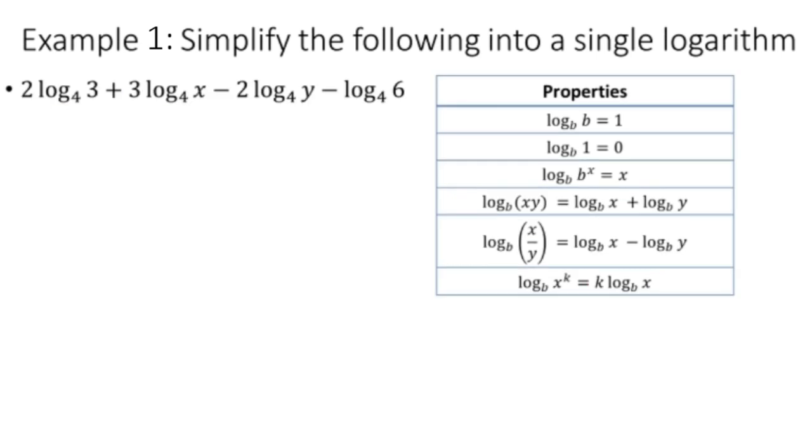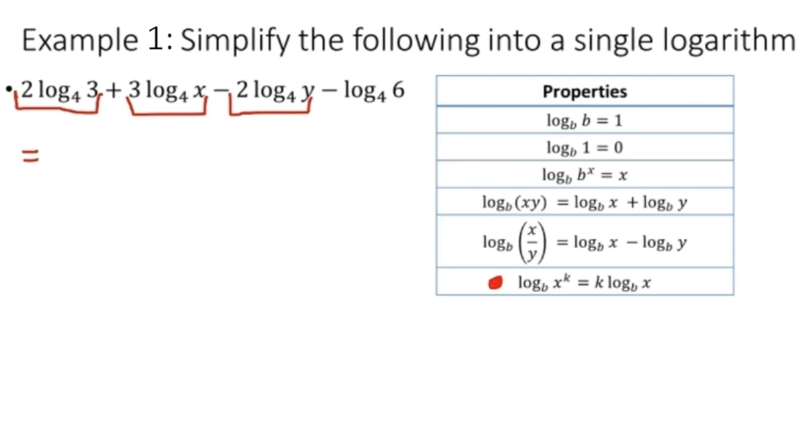Next, we're going to simplify 2 log base 4 of 3 plus 3 log base 4 of x minus 2 log base 4 of y minus log base 4 of 6. Just like in the previous example, we're going to handle the multiplication first. That is the 2 times log base 4 of 3, 3 log base 4 of x, and the 2 log base 4 of y. And we're going to handle that using the power rule for logs.